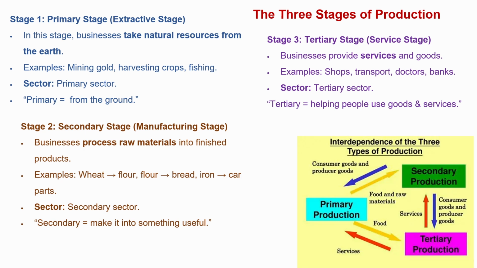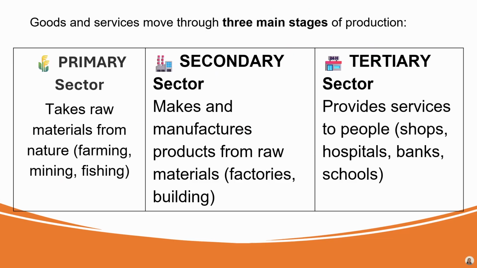Now, the flow chart below shows you how every stage is interdependent with each other. If you don't have the primary sector, the secondary production stage won't work. If you don't have the tertiary sector, the secondary and the primary sector won't function. So everything is interdependent with each other.